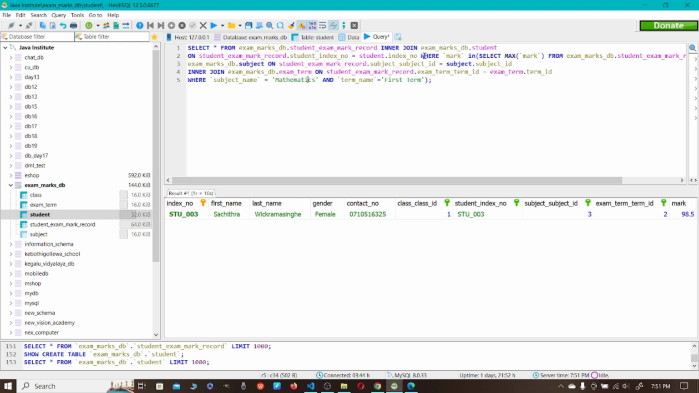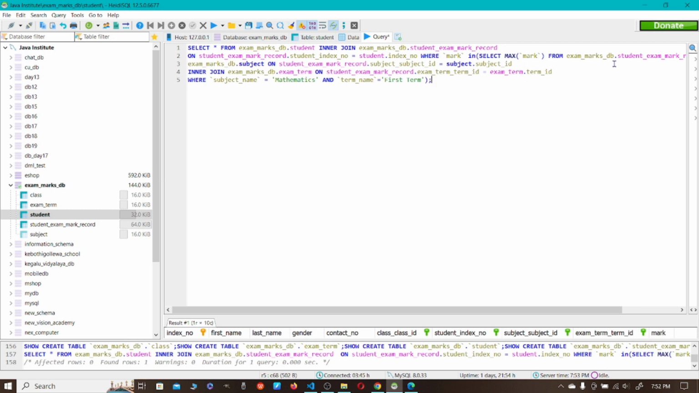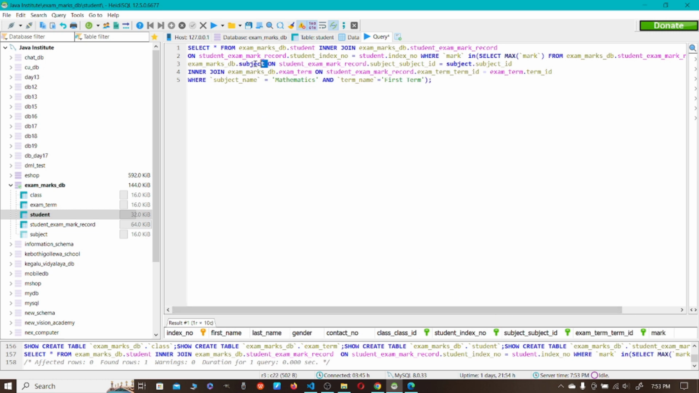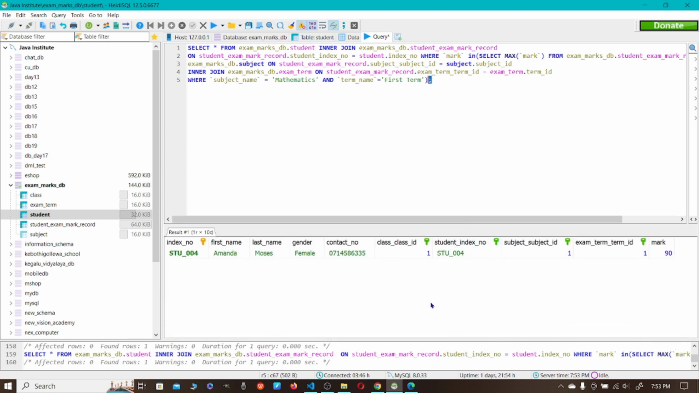And as my condition, I have used mark in. So this is our subquery. In that subquery, we have inner joined the student exam table and the subject table. Then we have inner joined the exam term table to that inner joined table, and as our condition, we have used the subject mathematics and the term name as first term and a semicolon to end our query. So let's execute our query and see. So we got Amanda Moses' details.